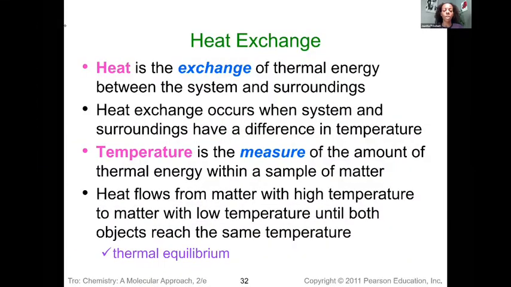In this video, I'll be covering how to calculate heat and what happens when heat is transferred. Let's get started. As we mentioned in previous videos, remember that heat is an example of thermal energy that can be exchanged between the system and the surroundings.